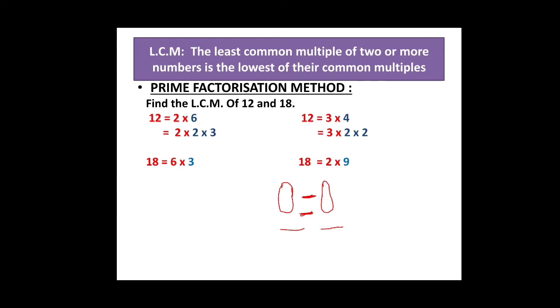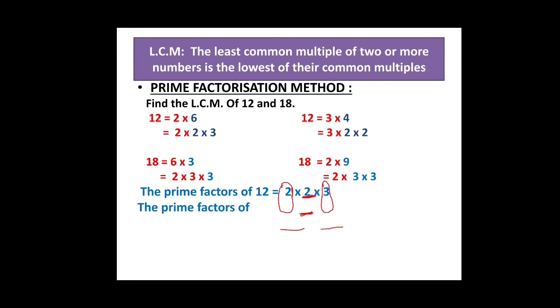In the same way we have to write 18. 18 can be written as 6 into 3, or you can write it as 2 into 9. And 6 is a composite number, so we have to write it as 2 into 3. And 3 is a prime number, so write 3. Now let's see the prime factors of 12. What are the prime factors of 12? 2 into 2 into 3. In the same way, the prime factors of 18 are 2 into 3 into 3.